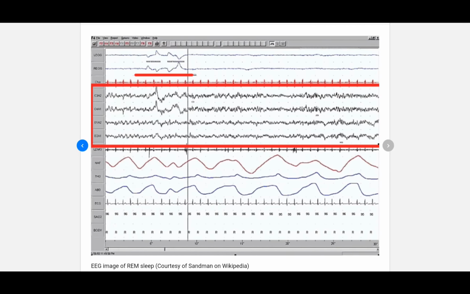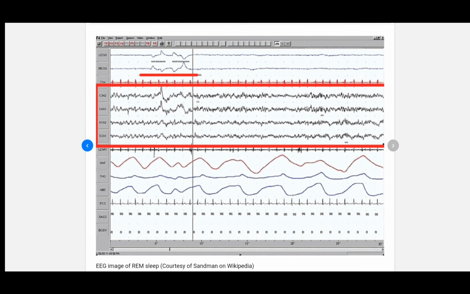And this is the diagram which is commonly asked in the INICET exam. In this, the one most differentiating point is that eyes are open. Here it has been shown eyes are open, and EOG shows the recording. EOG shows the waves. So this is REM stage sleep.